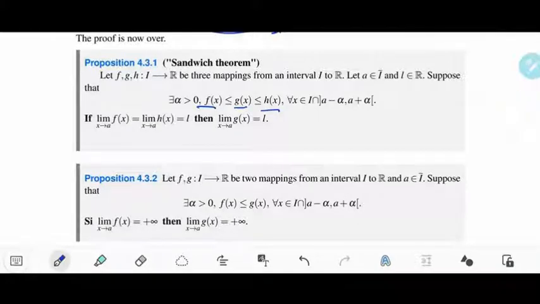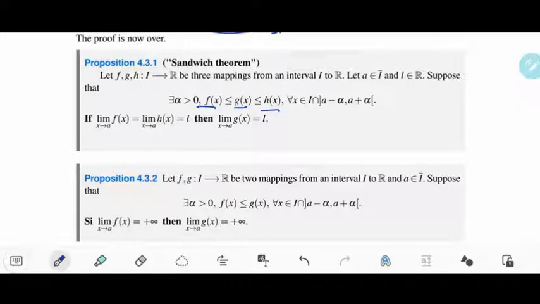So be careful. It's not necessary to have f of x less than g of x less than h of x everywhere. It's only necessary to have this inequality, or this double inequality, valid in a neighborhood of the point where I'm finding the limit, so in a neighborhood around a in this case.